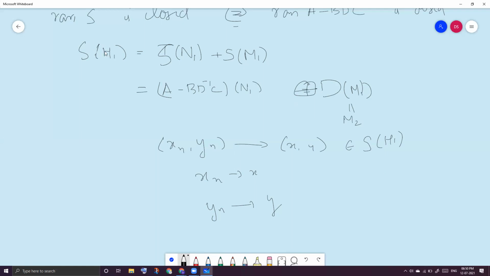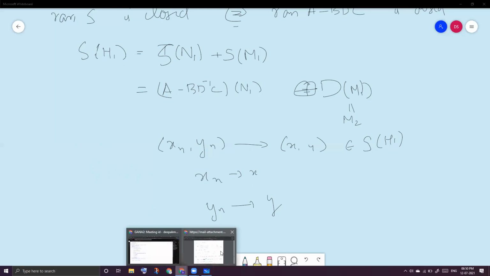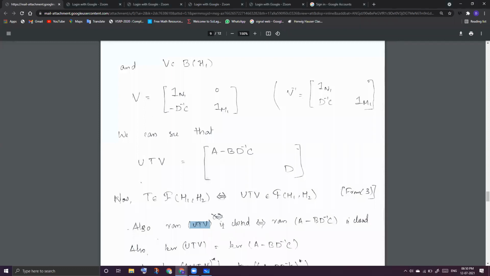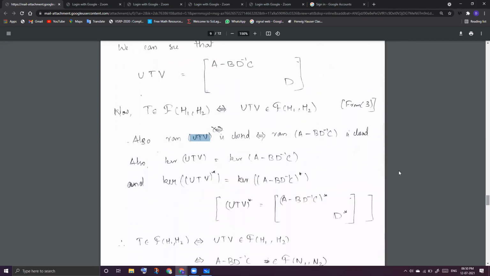And also what we can see is that if the range of S is closed, then we can intersect it with the closed subspace N2 to get this set. So the intersection of the range with the closed subspace N2 is this one, so it is also closed. Yeah. So the range being closed is equivalent, and the kernel is also equal.